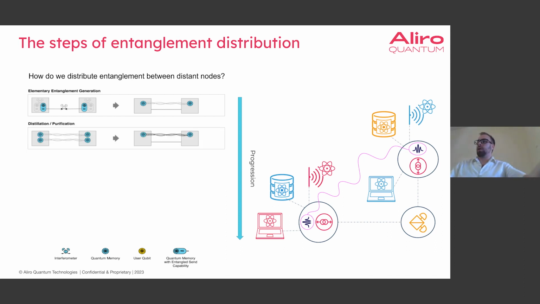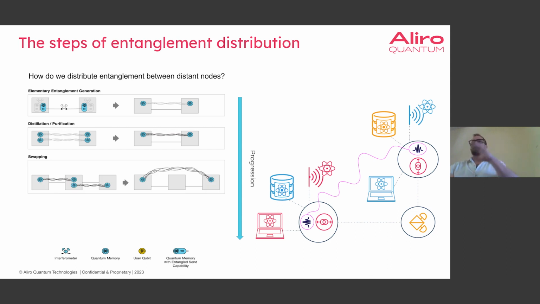Entanglement can have a quality or a fidelity. If this is the case, what you need to do is called distillation or purification. This involves taking multiple entangled qubit pairs, which are weakly entangled, not enough for you, and combining them into a single pair that is strongly entangled, that is good enough for your purposes.